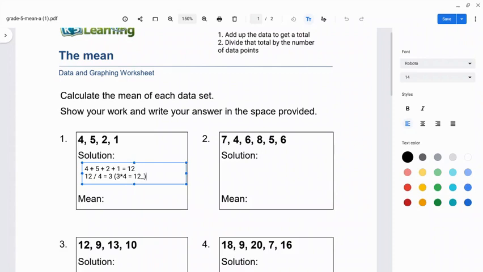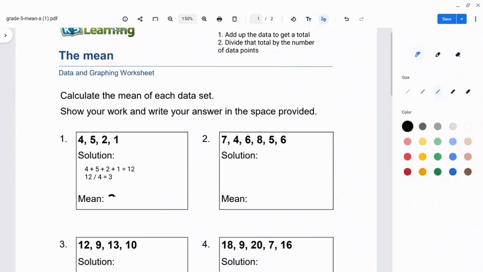Did you know sometimes you can use an asterisk or a little star to show multiplication? You can also use a dot. If you ever see a dot between 2 numbers, that's also multiplication. I digress. So our mean, take this away, is going to be 3. So let's scribble a 3 into there.